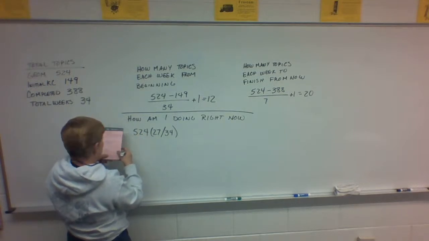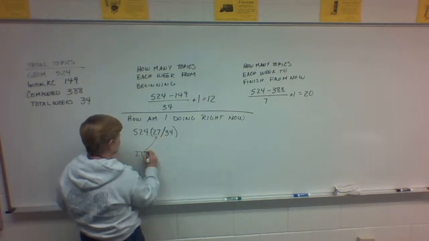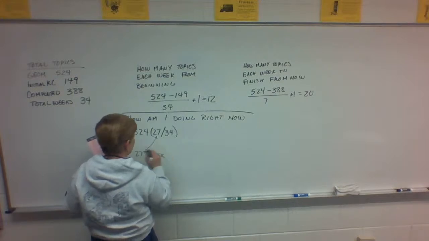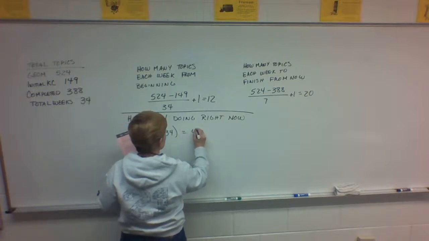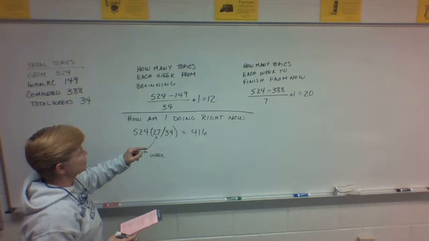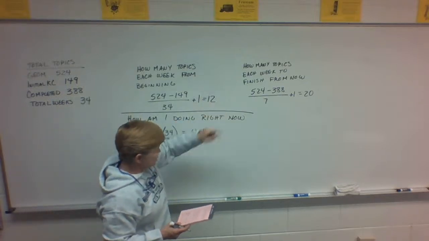I'm going to just make a little note right here. That means the 27th week, which is where we are right at this moment. 27 out of the total 34 times 524 is 416. And so they should be at 416 if they're keeping up with this rate figured at the beginning, but that person isn't. They're only at 388.